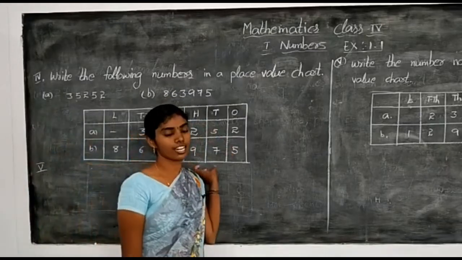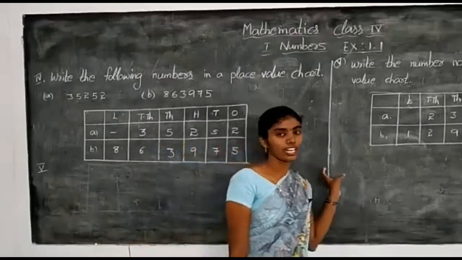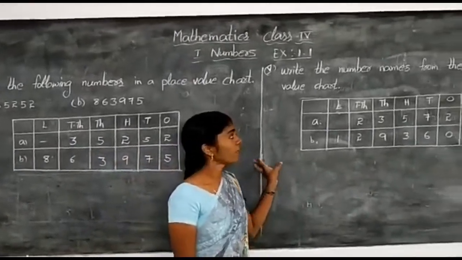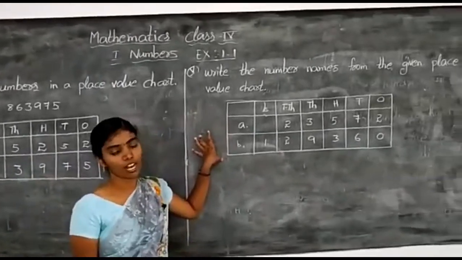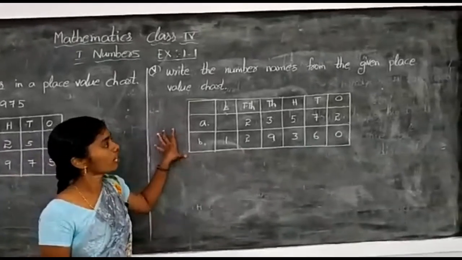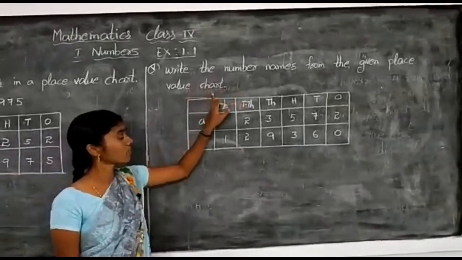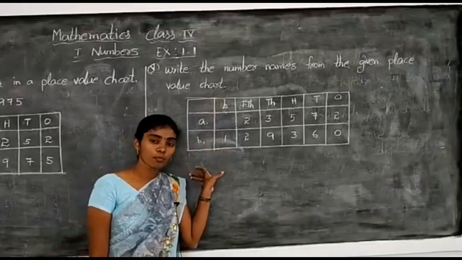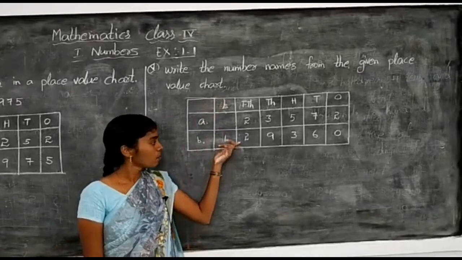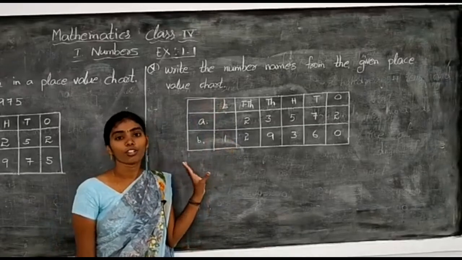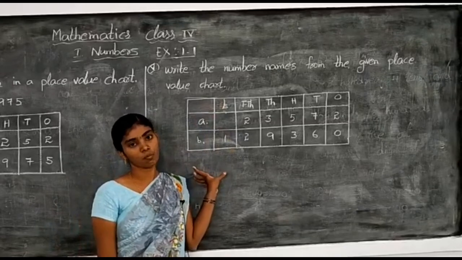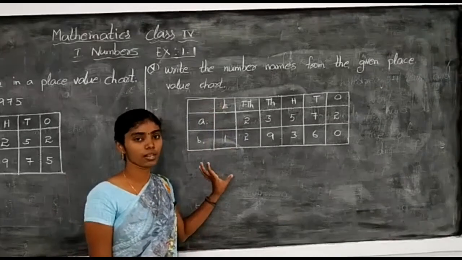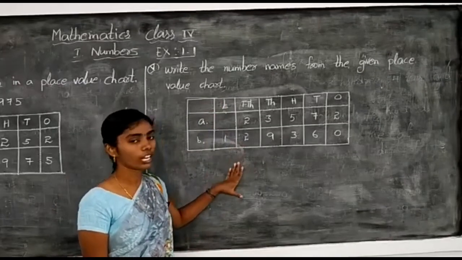Now the next section. What is the next section? It is the fifth section. Write the number names. Now we have to write the number names from the given place value chart. Already here the place value chart is given, numbers also are given. Now you have to write the number name. Already I explained how to write the number names in the previous video. Now we have to see another time.